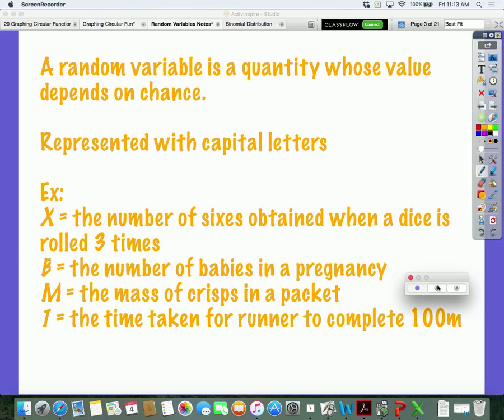What about the time taken for a runner to complete 100 meters? Is that continuous or discrete? Hold that up in 3, 2, 1.